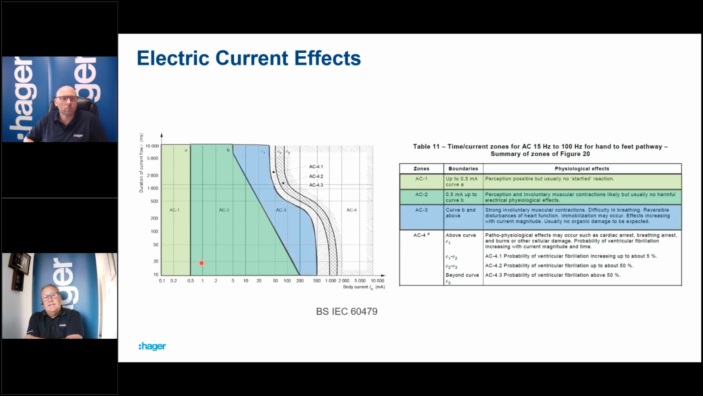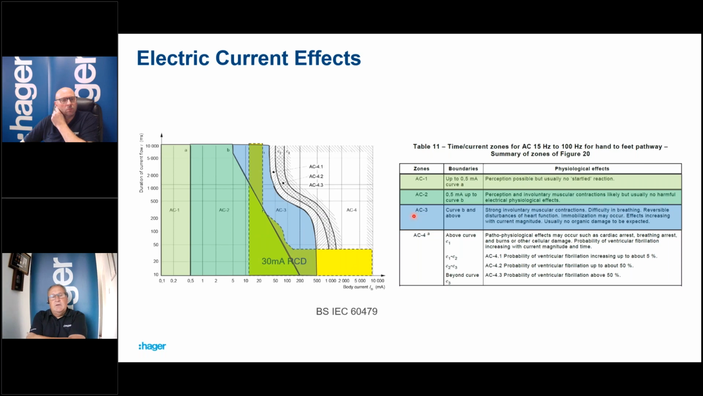And then if we cross into AC3, of course, once we cross this line here from the green to the blue, then there's some trouble. There's an increased likelihood of problems, cardiac arrest and things like that, immobilization, and all sorts of increasing problems.